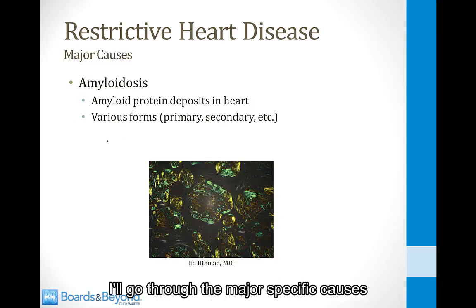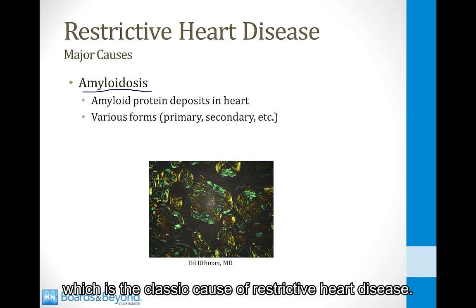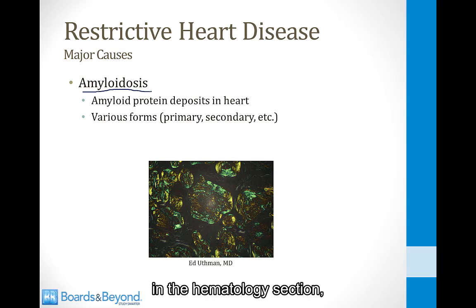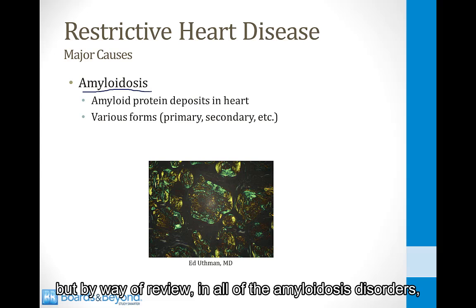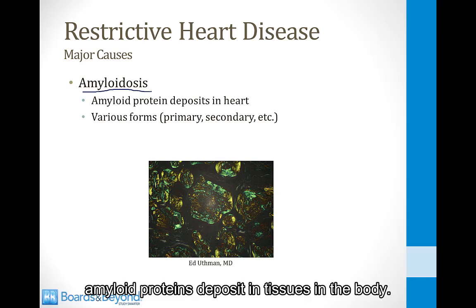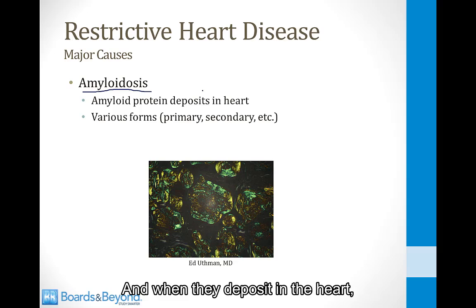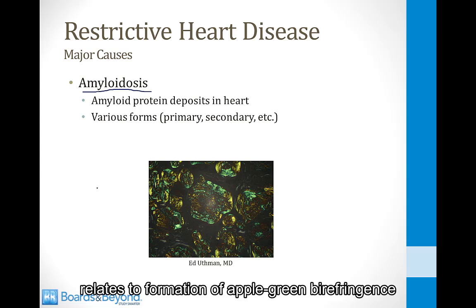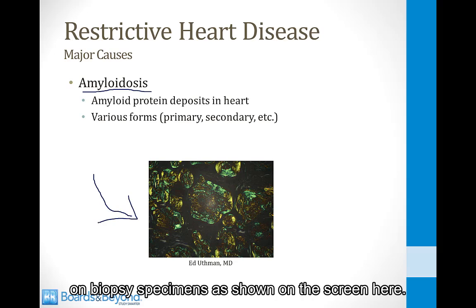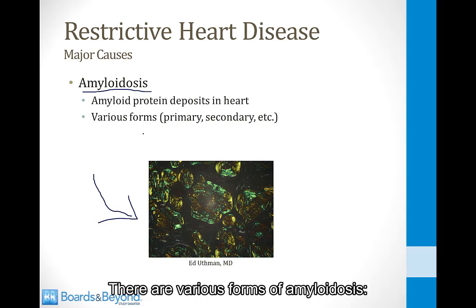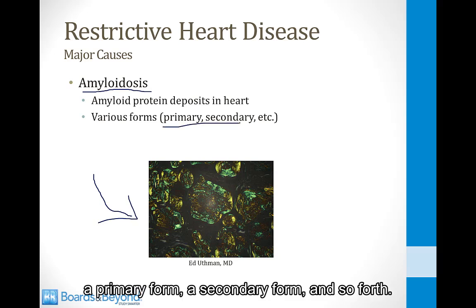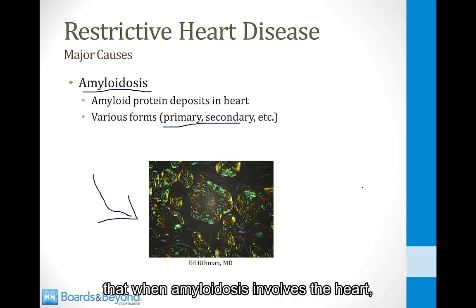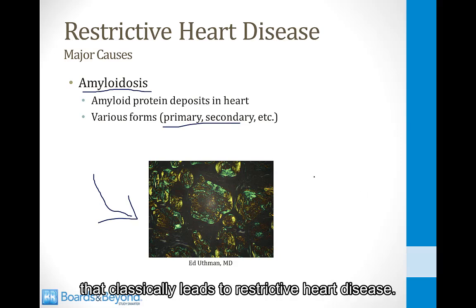For the remainder of this video, I'll go through the major specific causes of restrictive heart disease, and we'll start with amyloidosis, which is the classic cause of restrictive heart disease. I have an entire video on amyloidosis in the hematology section, but by way of review, in all of the amyloidosis disorders, amyloid proteins deposit in tissues in the body, and when they deposit in the heart, that can lead to restrictive heart disease. Amyloid protein deposition leads to formation of apple-green birefringence on biopsy specimens, as shown on the screen here. There are various forms of amyloidosis, a primary form, a secondary form, and so forth. But the point here is to remember that when amyloidosis involves the heart, that classically leads to restrictive heart disease.